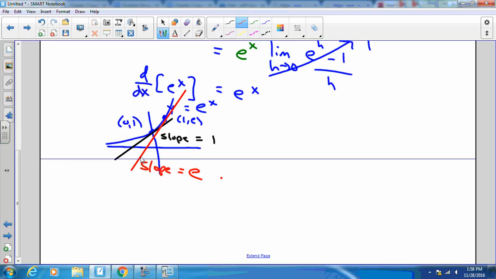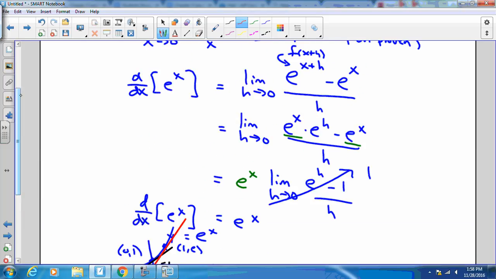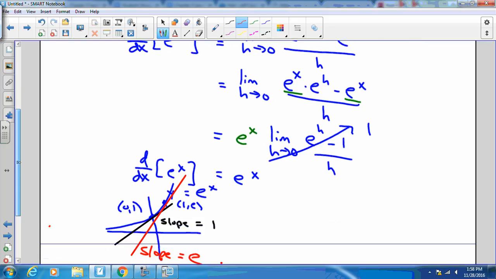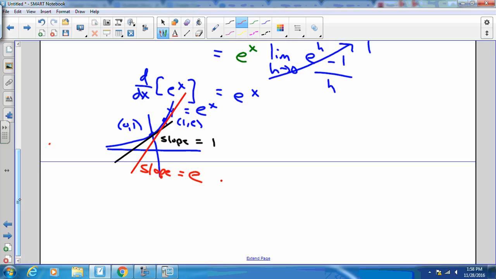I'm going to take this out, because e to the x does not depend upon h, it is a constant with respect to h. In other words, as h goes to 0, e to the x is going to remain e to the x. Wow, that's a really cool result.